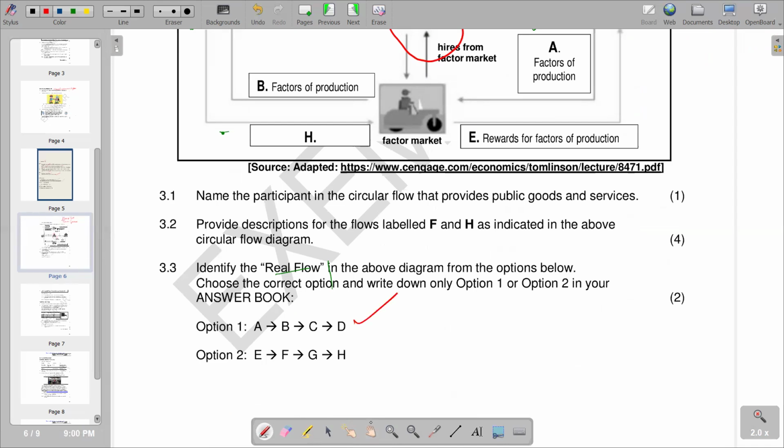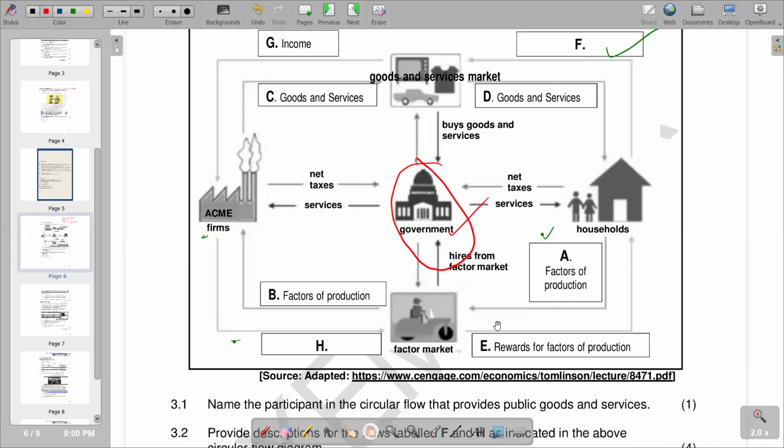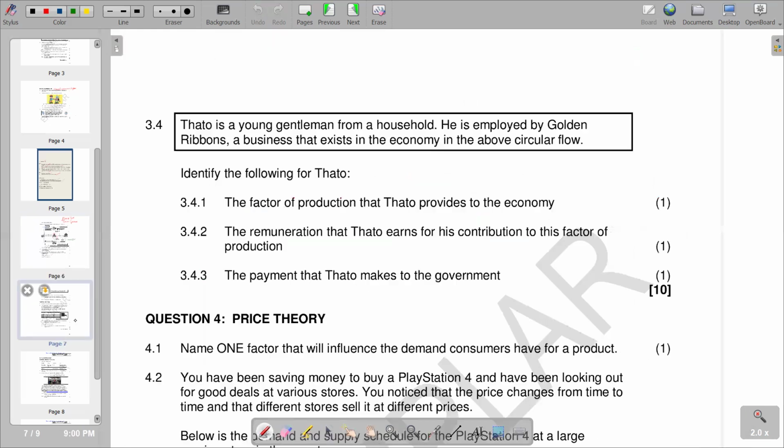Then we go to try to see E, F, G, and H. If we try to see it at E, we are seeing that we are having E here, where the arrow is moving from factor market to households. So obviously, after households provided labor, they will receive salaries and wages in the form of rewards for factors of production. So that one becomes money flow. Money flow is just the movement of income. So here we are saying it's income in form of salaries and wages as households are paid for their labor services.